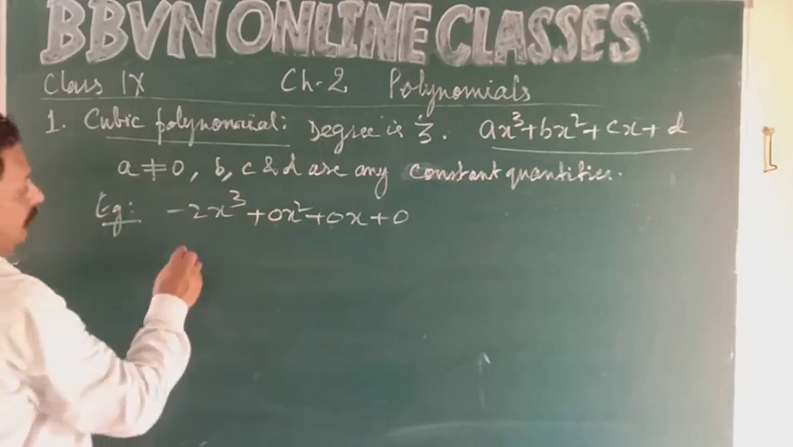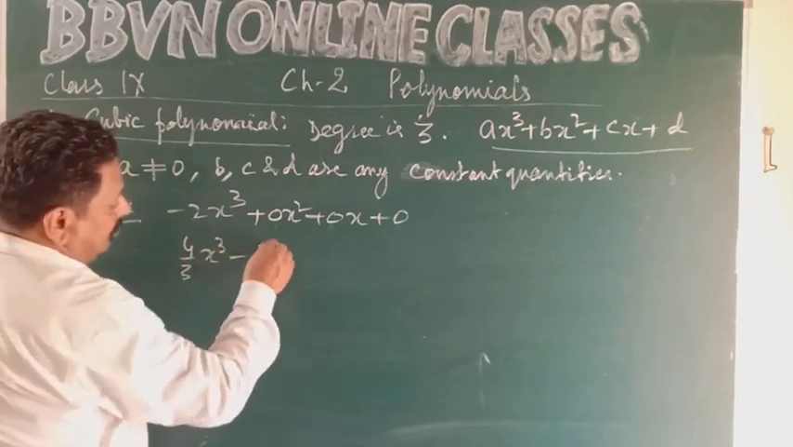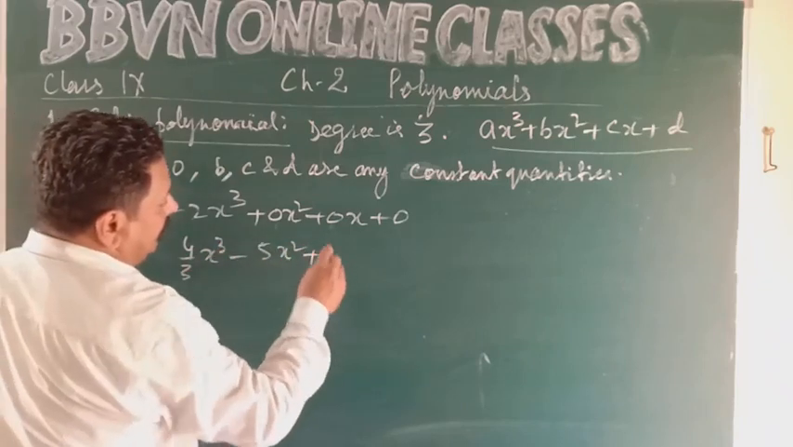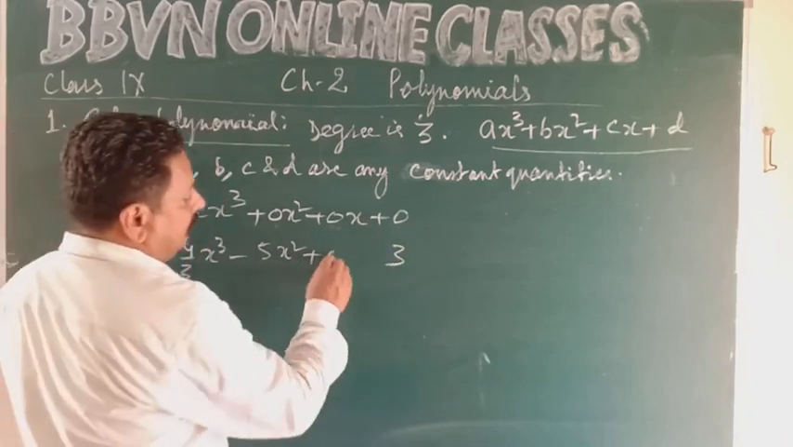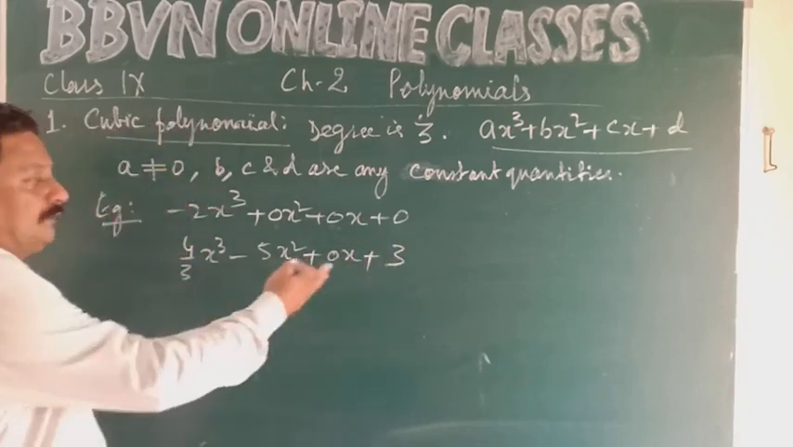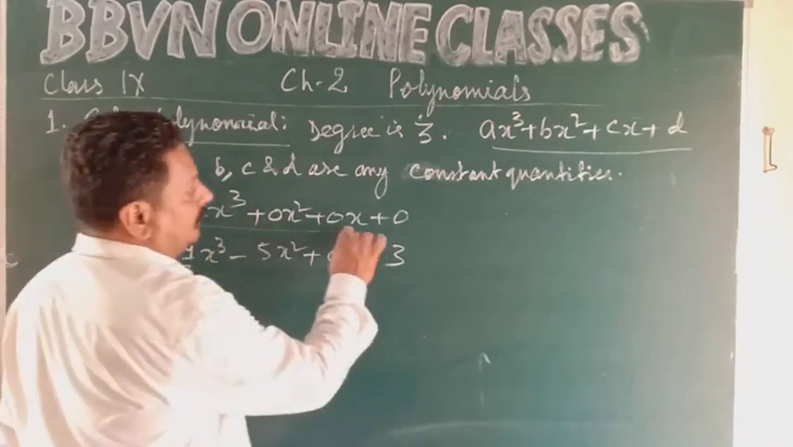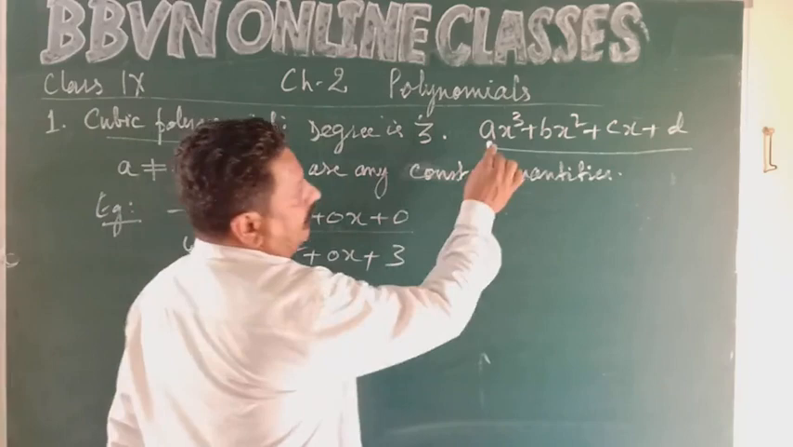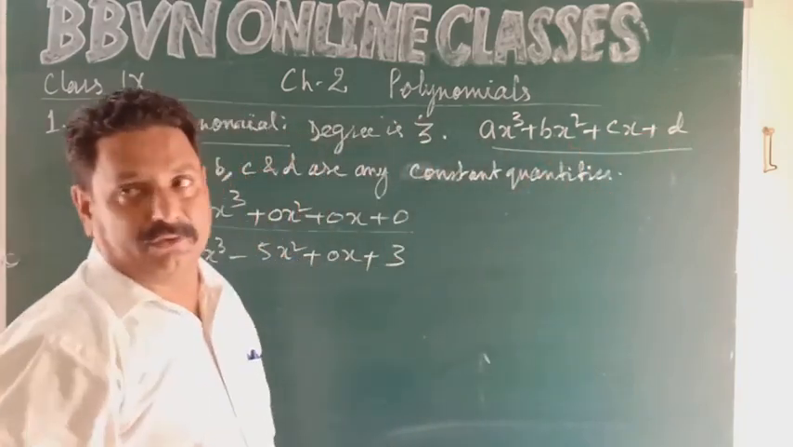You can also have 4 upon 3x cube minus 5x square plus 3. It means you have 0x. So this cubic polynomial has 3 terms. Maximum it can have 4 terms. Degree is 3. How many terms? 1, 2, 3, 4. These are the terms of the polynomial.